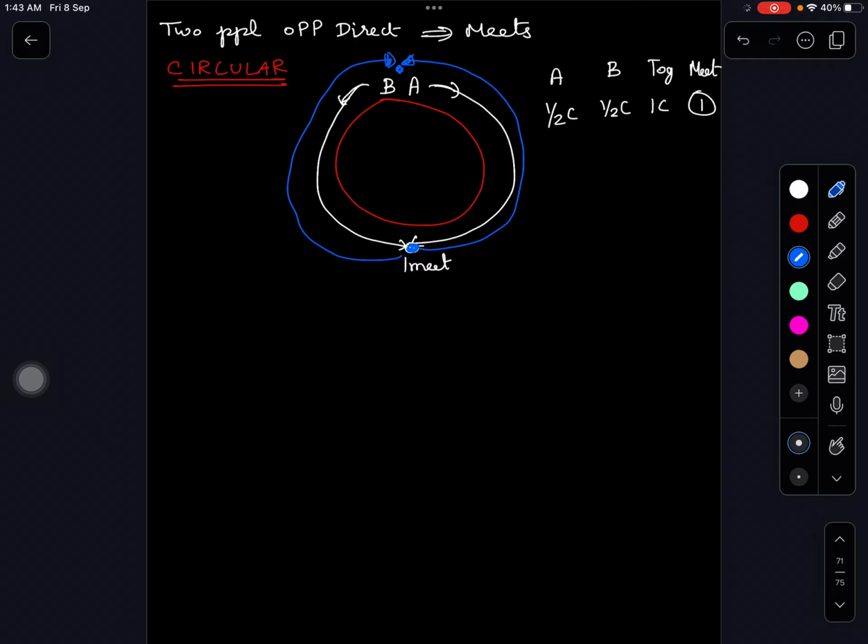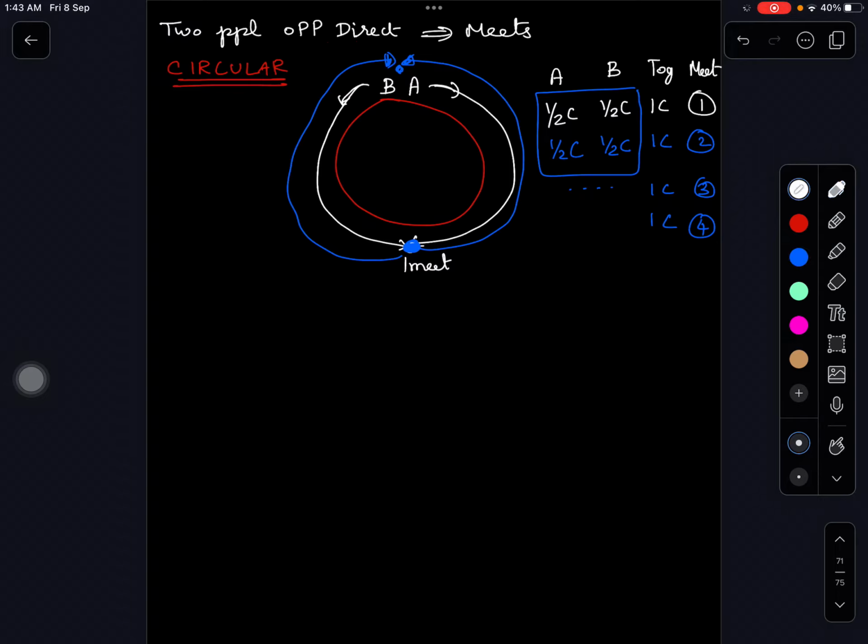So here what is happening is, from this particular point, A is covering half the circumference, B is covering half the circumference, and together they are covering one circumference, which is why their second meeting is happening. So this pattern will keep repeating, and it doesn't really matter how much A and B are actually covering. As long as together they are covering one circumference, one more meeting will happen. Together they are covering one circumference, one more meeting will happen, the fourth meeting will happen.